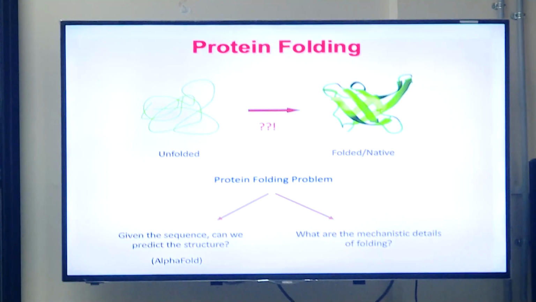Right. So there are two ways to pose this problem. One is that given a sequence, can we predict the structure? I give you a 100 amino acid sequence. Can you tell me what is the final structure? And something called the mechanistic details. I'll come to it in a minute. And given a sequence, can we predict the structure? This has already been solved by some program which is called AlphaFold, which is deep learning.